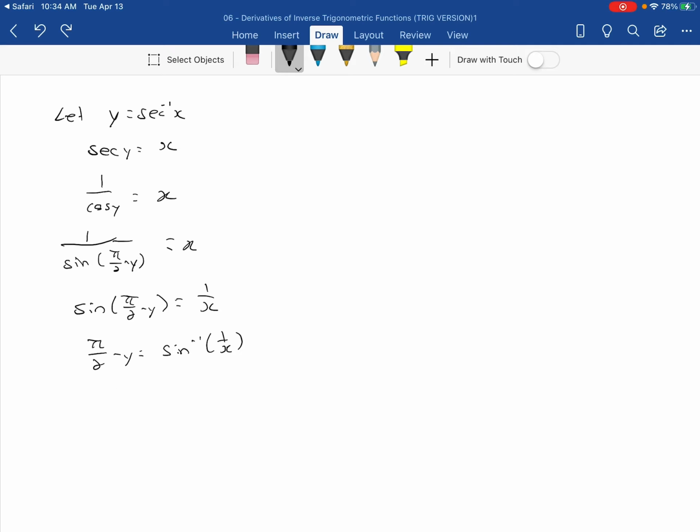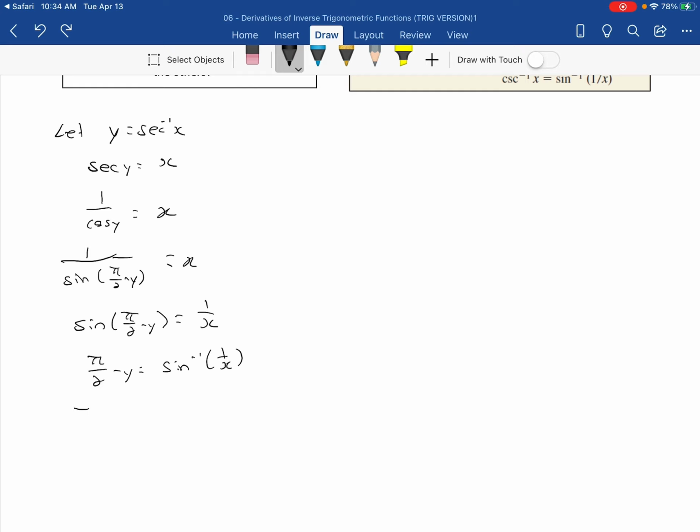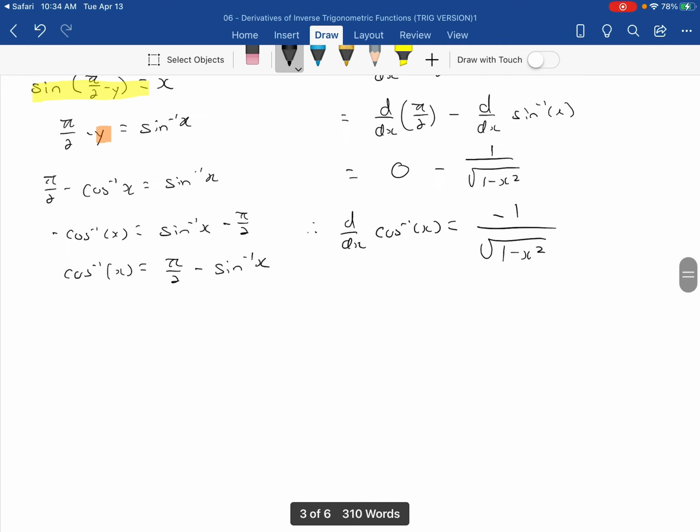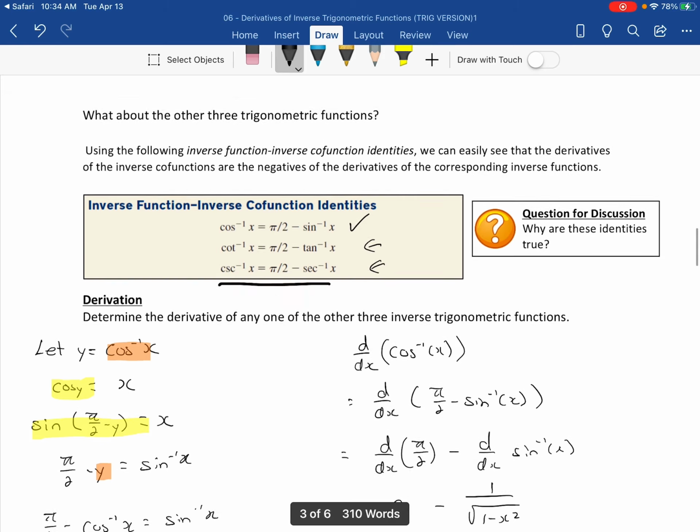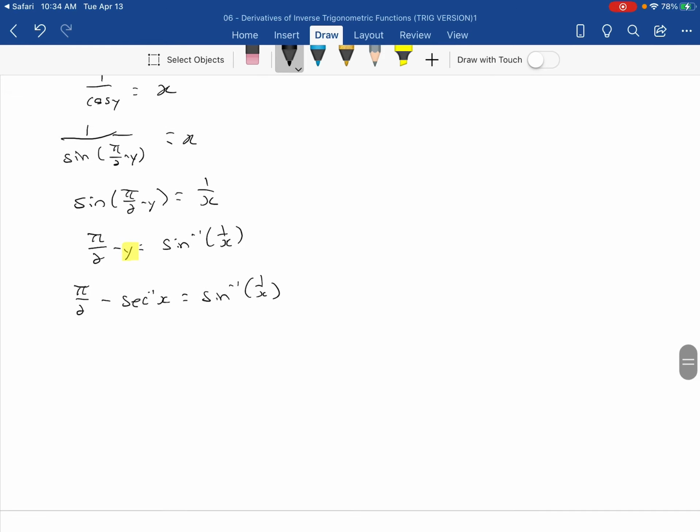Right there is where I'm going to do my sub back in. This is pi over 2 minus secant inverse of x. Where am I getting that from? Y is secant inverse, so I sub that right in there. And now the interesting little trick where I'm using all sorts of tricks together here. Pi over 2 minus secant inverse way up here. Pi over 2 minus secant inverse is cosecant inverse right there. So what I get is cosecant inverse of x is equal to sine inverse of 1 over x.